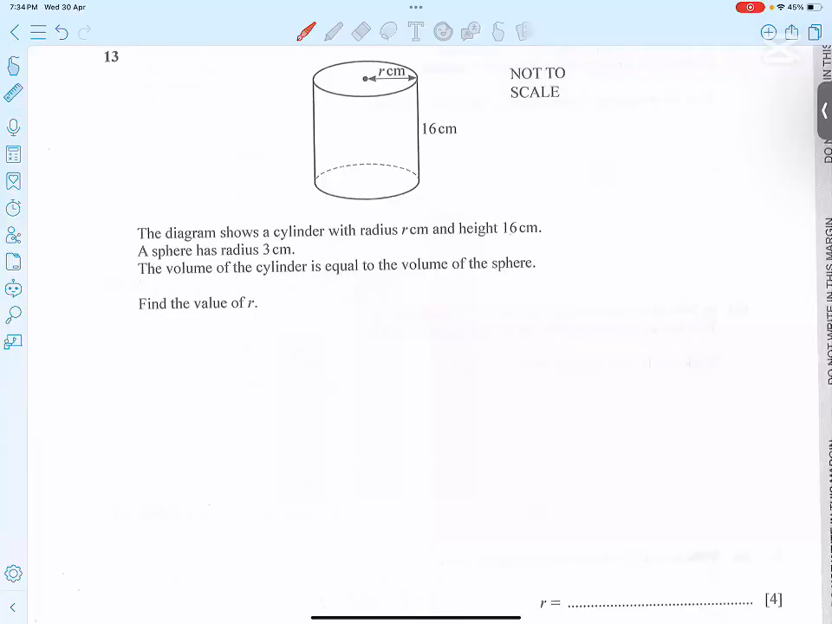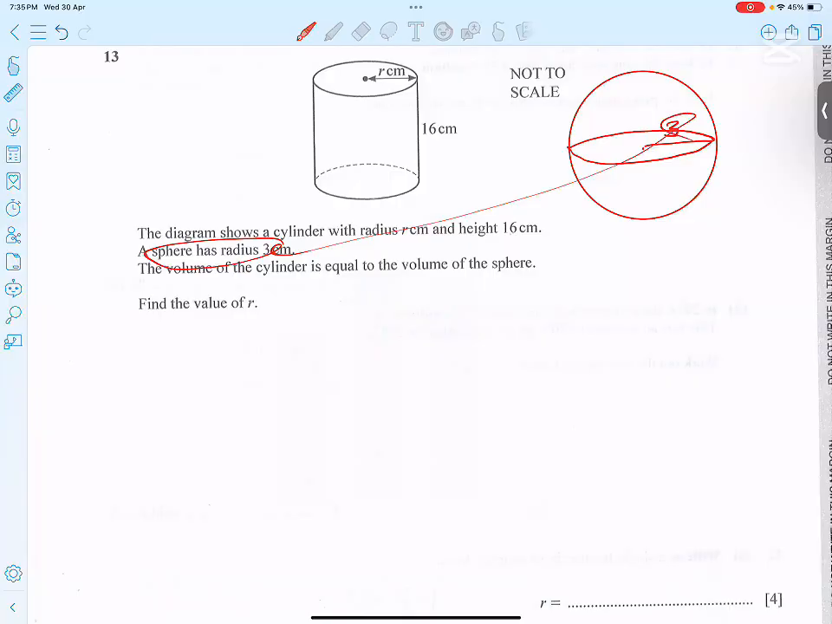So question number 13, diagram. It mentions the radius of the cylinder is r and the height of the cylinder is 16. And the sphere has a radius of 3. So it means we have a sphere also. I'll just show you. So this is a sphere. You can see. Again, the center of the circle is the radius, and the radius is 3. It is mentioned clearly: the radius is 3.